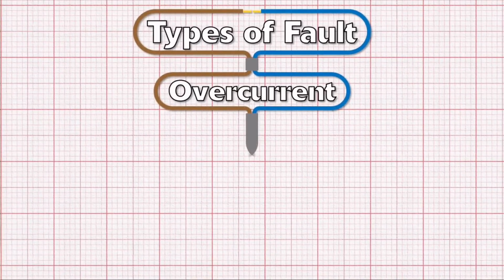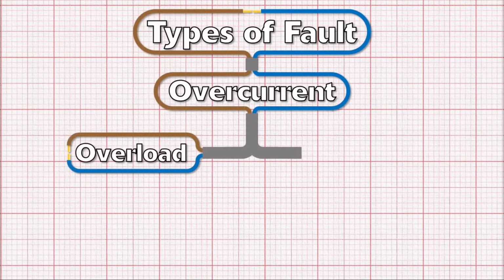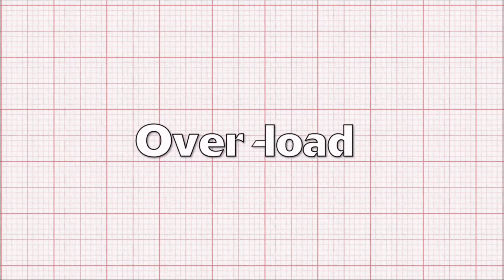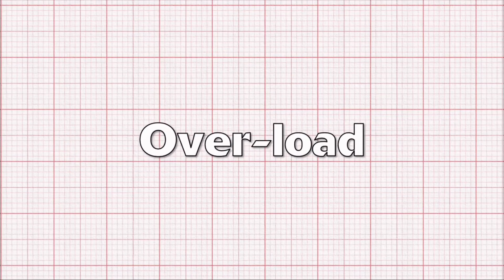So how does overcurrent occur? Well, it breaks down into two further fault types. These are overload and faults of negligible impedance. You could probably figure out what overload means from the word itself. It's a situation where there is literally too much load connected to a circuit.